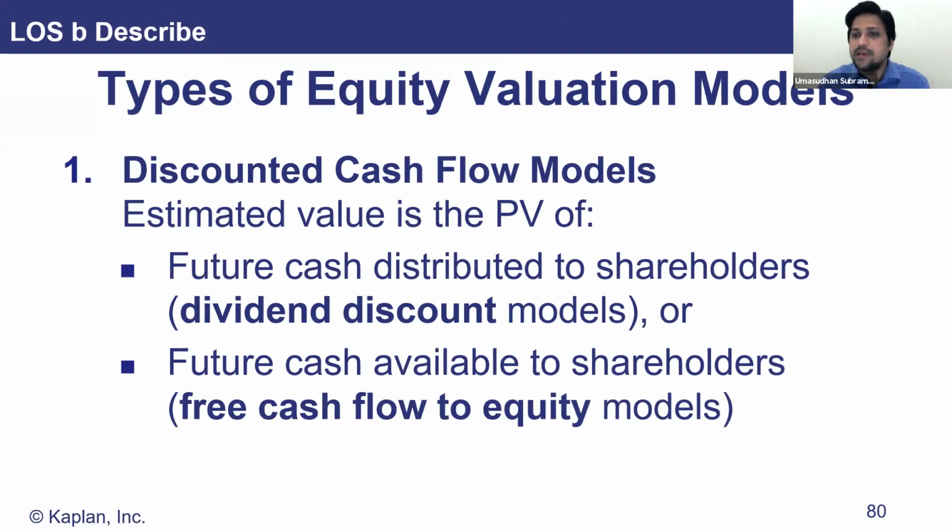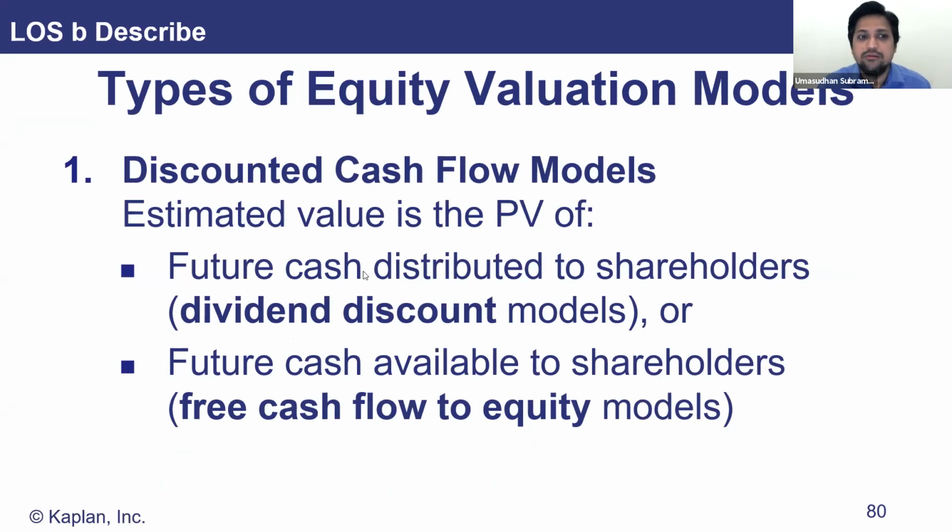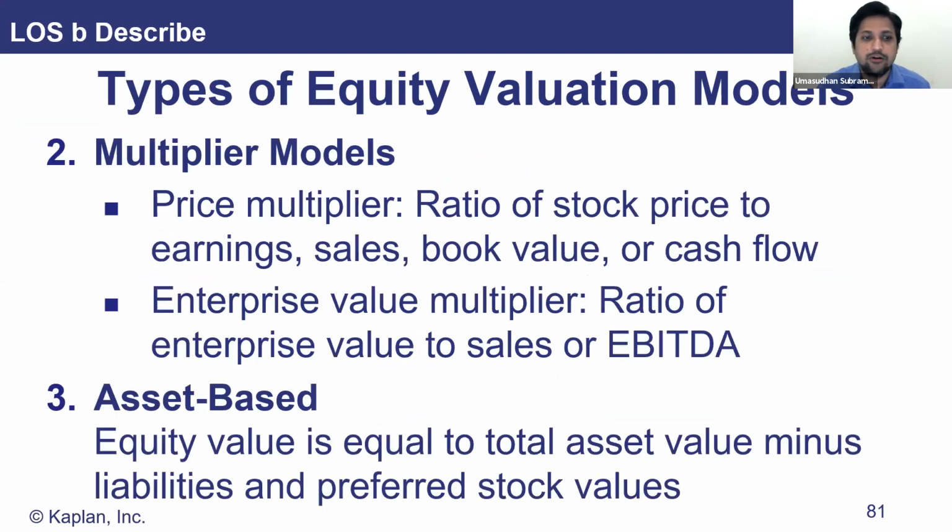step two, we are going to compare that with the current market price to decide if the stock is overvalued or undervalued. Again, it's always worth going back to this slide. The stock is overvalued when the estimated value or intrinsic price is less than the market price, because the stock price is expected to fall. But when the market price is less than the intrinsic value, you expect the stock price to go up, and then you issue a buy recommendation on the stock. So that's how it works. We are going to use discounted cash flow models, multiplier models and asset-based models to determine the intrinsic value.